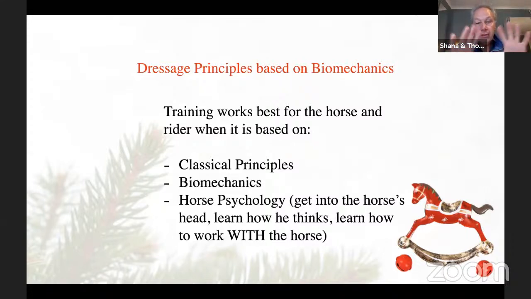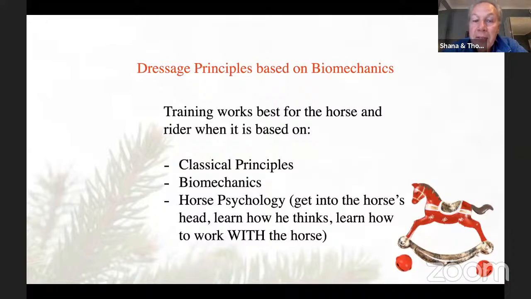And this training system is really based on biomechanics, like how movement travels through the horse's body, how the horse has to balance himself or position himself to be balanced and to be able to use his body in a way that is healthy, and where muscles work with each other, not against each other, etc., so that it's energy efficient.